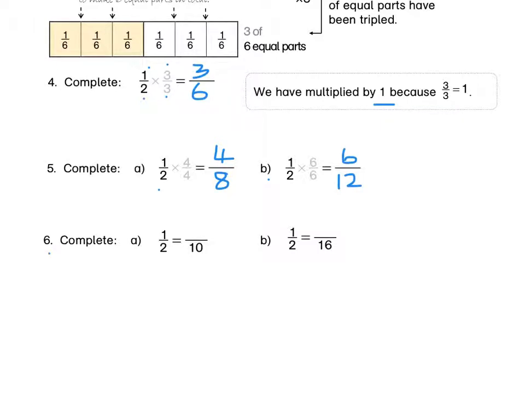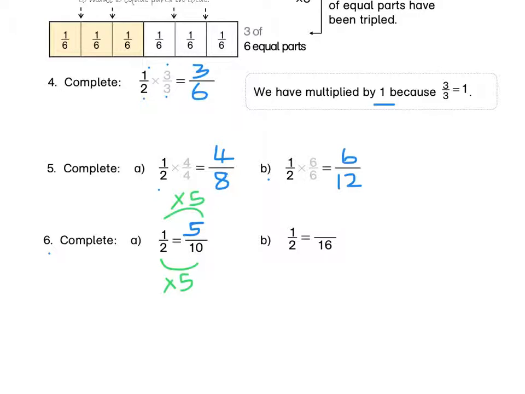For number 6, let's have a look. We've got 1/2, and we want to know 1 out of 2 is equal to how much out of 10? Now we have seen when we write equal fractions, we have to times the top and the bottom by the same number. So the bottom we times by 5, so the top we must also times by 5, and that means that 1/2 is equal to 5/10.